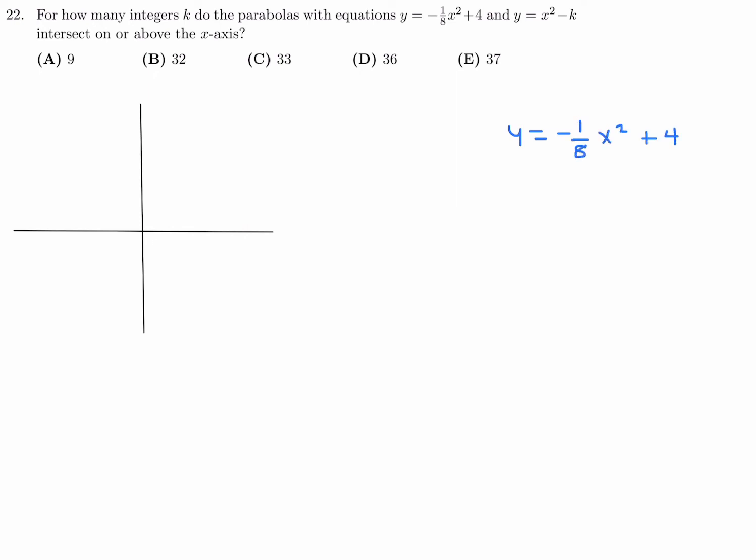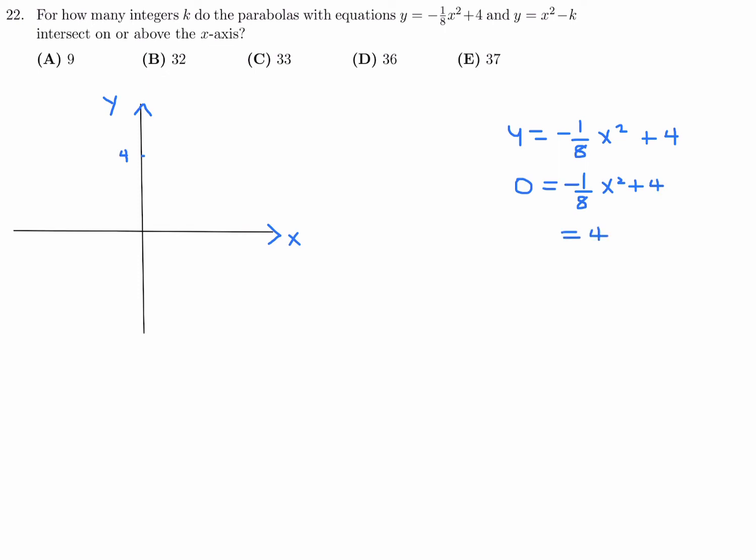So when x is 0, very quickly we can figure out that y is going to be 4. And then this parabola points downward. It's going to be like this, right? How do we know that? Well, because this coefficient is negative. Now I need to figure out where it crosses the x-axis. And I do that by setting y equal to 0.